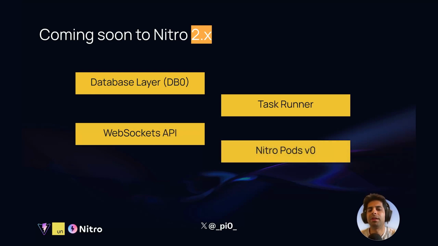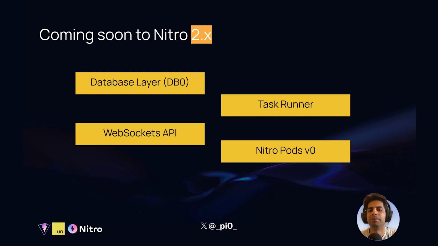One of the other things that we plan to introduce to the Nitro version 2 is Nitro pod format. Currently, Nitro by default generates an optimized .output folder, which is portable. It includes every node module that we want, and you could run it simply with Node.js. But we want to go one step further.